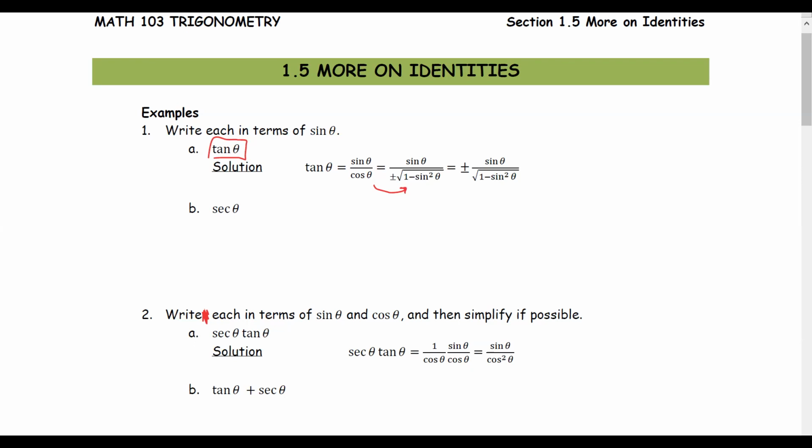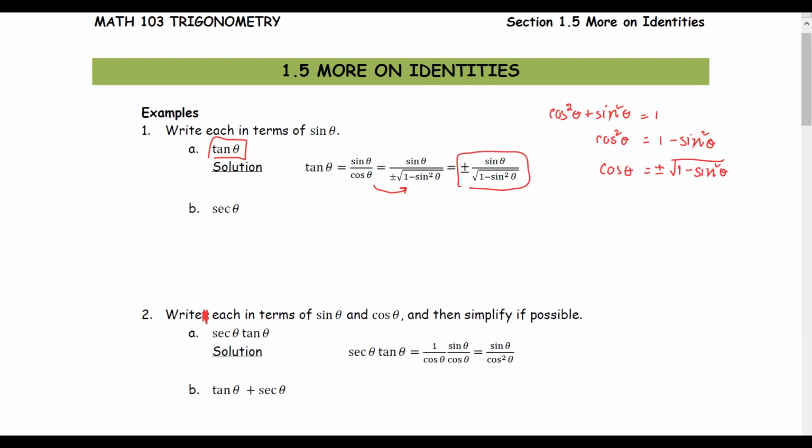Recall the Pythagorean identity. Cosine squared theta plus sine squared theta equals 1, or cosine squared theta equals 1 minus sine squared theta. Take the square root of both sides. We have cosine theta as plus minus square root of 1 minus sine squared theta. And we place it on the bottom, or at the denominator, to give us the tangent theta can be rewritten as plus minus sine theta divided by square root of 1 minus sine squared theta.